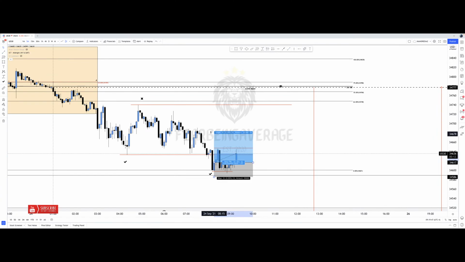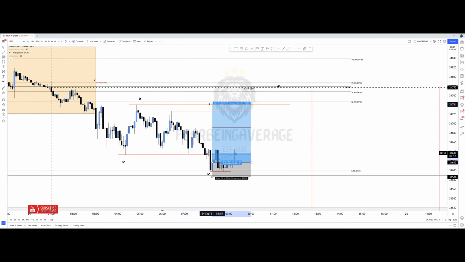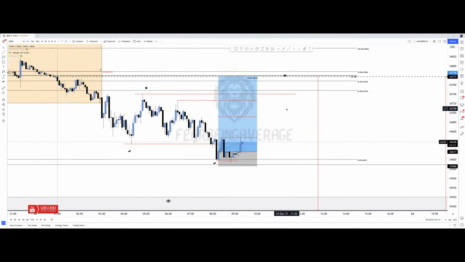Matter of fact, I'm not going to do that. TP2 is going to be right at these highs right here. It's a little higher TP, but it is what it is. TP3 is going to be above these highs also. So right there. Then our last TP will be all the way up here. First potential 1 to 5.